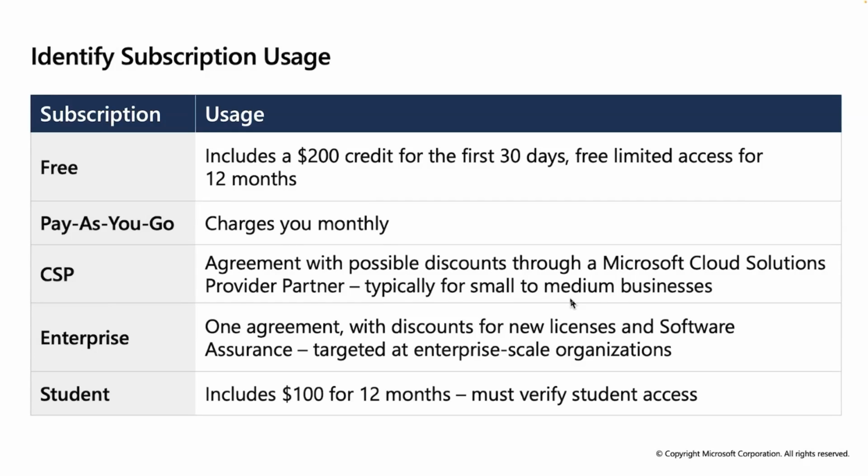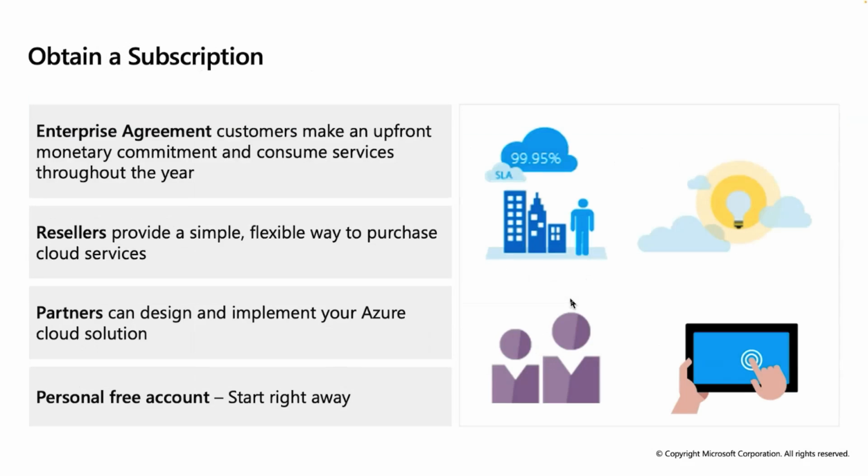If you are a student, it includes $100 for 12 months. So you must verify your student access. You need to have your student email address and relevant IDs to prove and gain that access. So these are the different types of subscriptions that are available. To obtain a subscription, you can go through an enterprise agreement, reseller agreement, or partner. You can gain implementation through the partner, or you can create a personal free account.